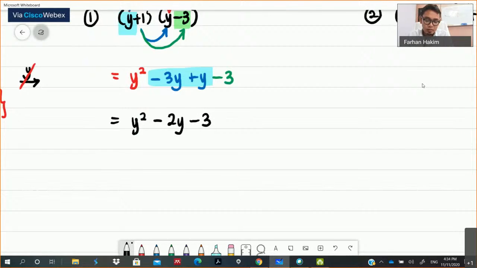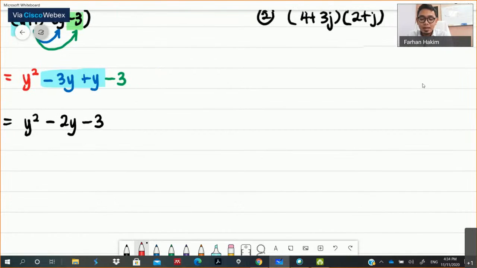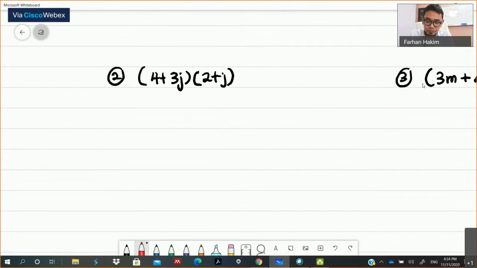Please don't calculate. Don't tell me that this will become y square minus 2y become y square. No, you cannot do anything because they are unlike terms. Unlike terms cannot be added, cannot be subtracted. So you just leave your answer like this. Let's go to number 2.